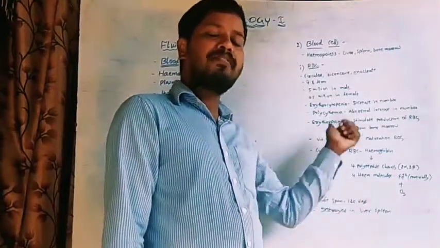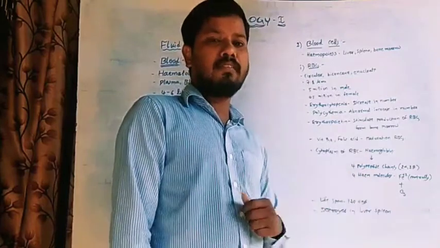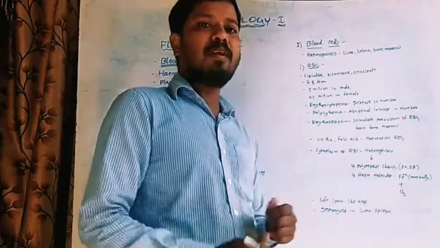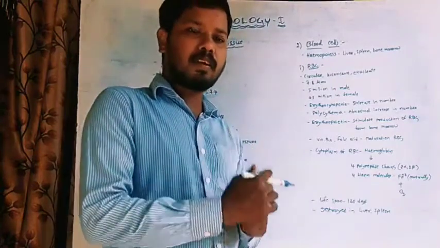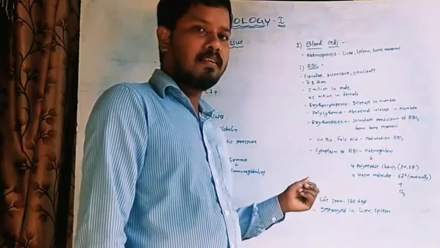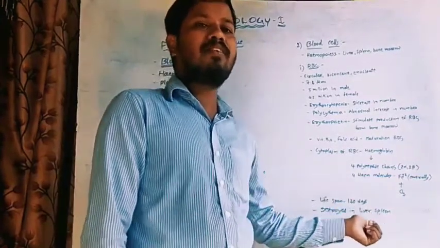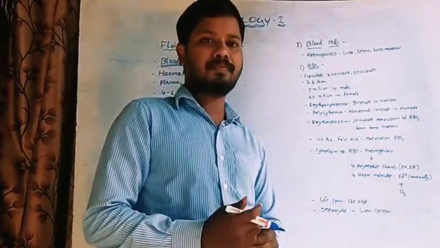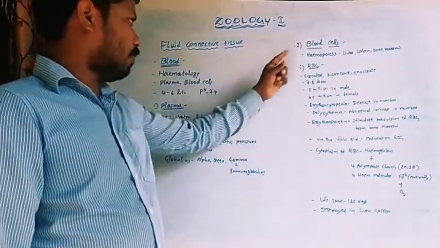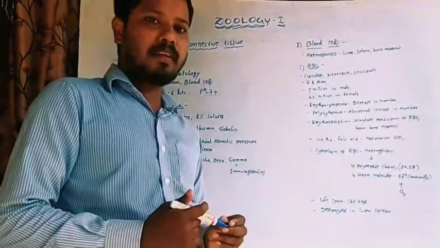The lifespan of RBCs is 120 days. When their lifetime is completed, the worn out RBCs are destroyed in the liver and spleen. So this is about the RBCs or erythrocytes.